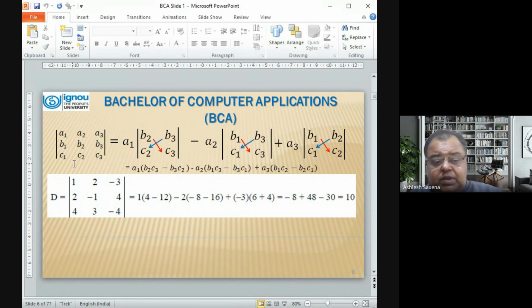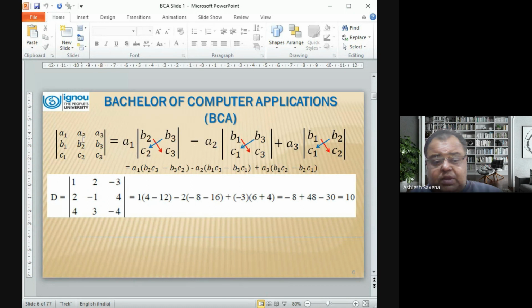Okay, what did I do? What is the method of doing it? Listen to it very carefully. Just pick this element, A1. A1 will be written over here. Now remove this row and this column. What is left? You are left with these four elements. These four elements will be written like this only, no change, as it is. First one is plus, second one is minus. No change in this method also.